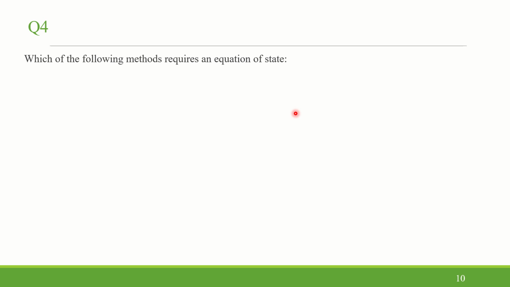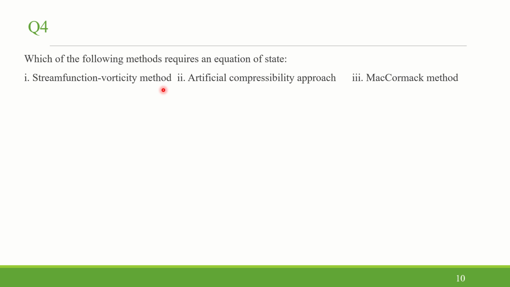In question 4, what is being asked is which of the following methods requires an equation of state? Now we will look at the options first. Which of the following methods requires an equation of state? So first one, stream function vorticity method, second one, artificial compressibility approach, and third one, McCormack method.